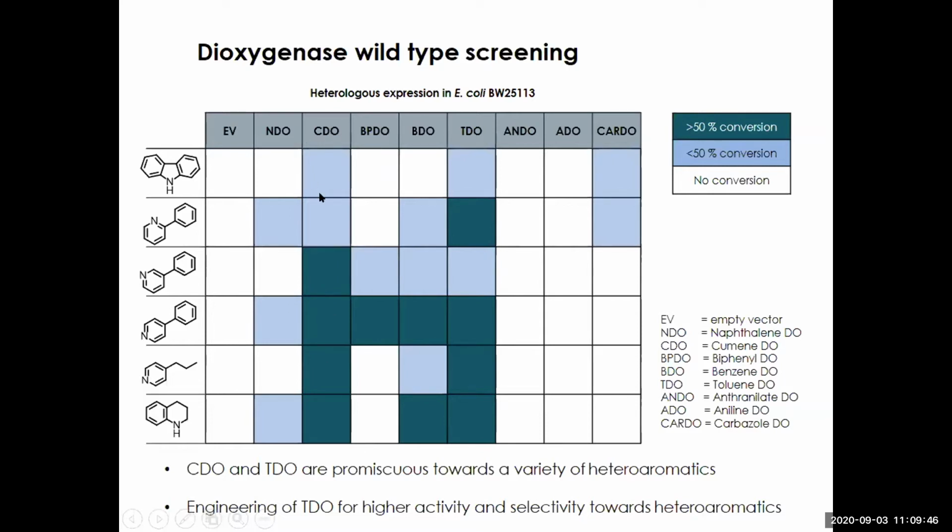these 6 tested compounds. Due to the fact that the TDO shows promiscuous reactions towards over 150 different substrates, and that it is one of the best studied dioxygenases, we decided to work further with the TDO and to use it for enzyme engineering regarding the activity and selectivity for heteroaromatics.